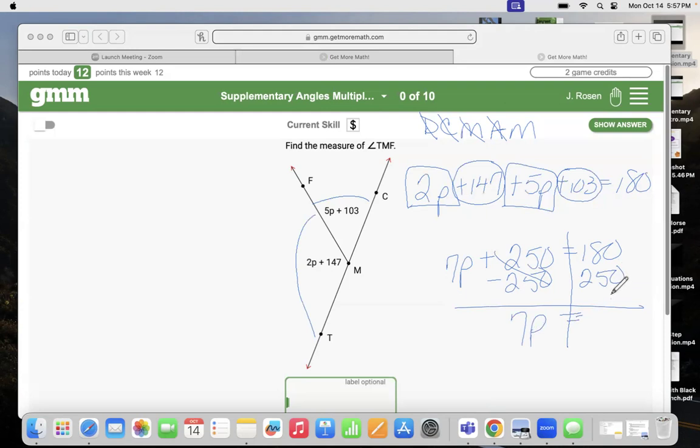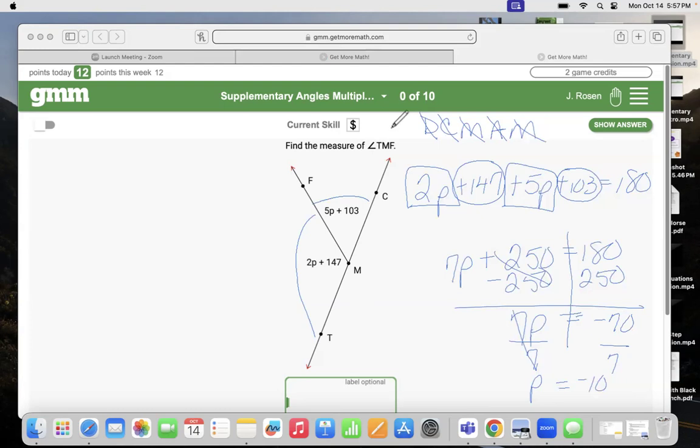Oops. That is 70, negative 70. And then we're going to divide by 7. That's what the midnight part is. Multiply or divide. And negative 70 divided by 7 is negative 10.